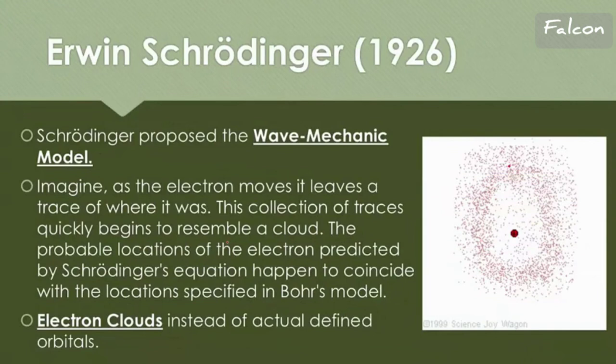Erwin Schrödinger proposed the wave mechanic model. So imagine as the electron moves, it leaves a trace of where it is or where it was. This collection of traces quickly begins to resemble a cloud. So if you look at the diagram in the corner, you'll see that this electron is just bouncing all over the place. The probable location of the electron predicted by Schrödinger's equation happened to coincide with the location specified in Bohr's model. So instead of Bohr's shells, now we call them clouds. This is what we call electron clouds instead of actual defined orbits.